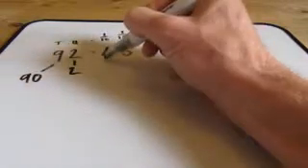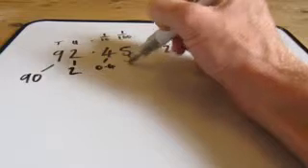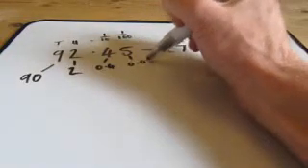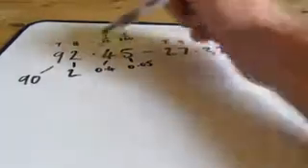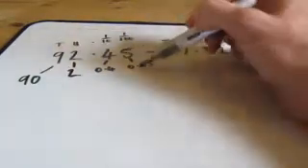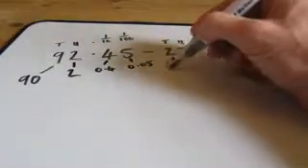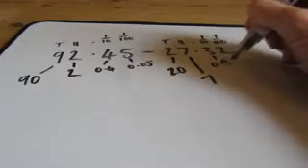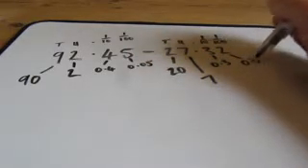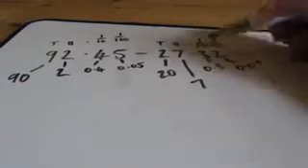A 90, a 2, we've got a 0.4 and we've got a 0.05. It's the second number after the decimal point, you can see. Here we've got a 20, we've got a 7, we've got a 0.3 and we've got a 0.02. The 2 is the second number after the decimal point.